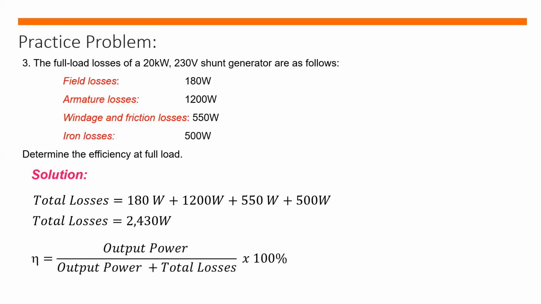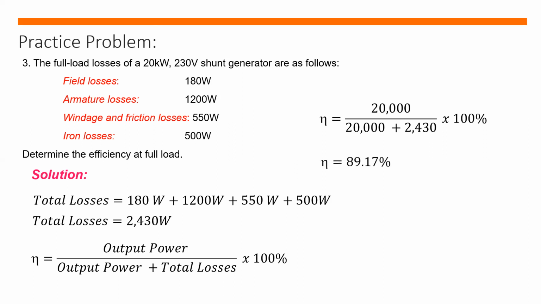So again, the equation for the efficiency is equals to output power all over output power plus total losses multiplied by 100%. So substituting all the values, that is 20,000, yung ating 20 kilowatts, all over 20,000 plus yung total losses natin na 2,430 multiplied by 100%, that is 89.17% for the value of our efficiency.